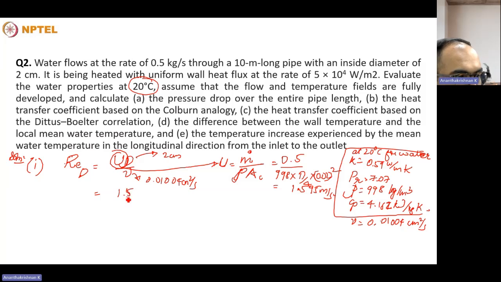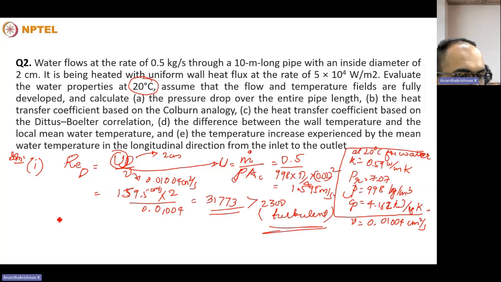So it will be 159.4 centimeter per second multiplied by 2 divided by 0.01004. So the value of the Reynolds number will be equal to 31,773, which is greater than 2,300, and the flow is turbulent. So we have to use a turbulent friction factor correlation.